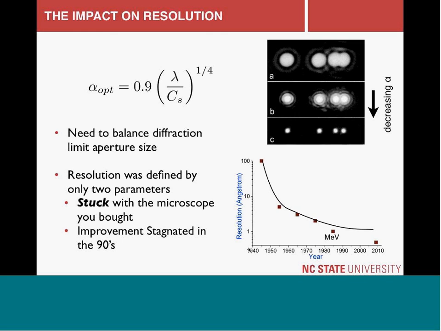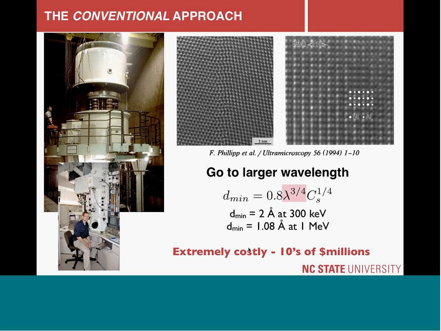So resolution for previous generation microscopes was completely limited by the wavelength and the spherical aberration, and you were stuck with the microscope you bought. Really, if you wanted higher resolution, you had to buy a new microscope. Resolution stagnated in the 90s. There was a dramatic improvement in resolution up until about the 90s, and for a long time it more or less stayed flat until about the middle of the 2000s.